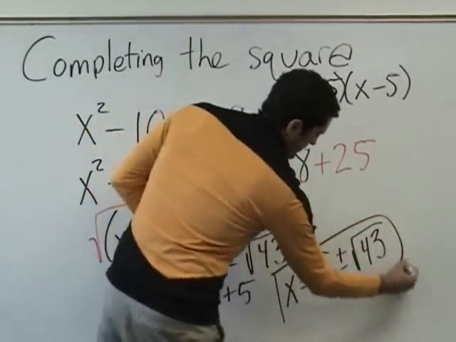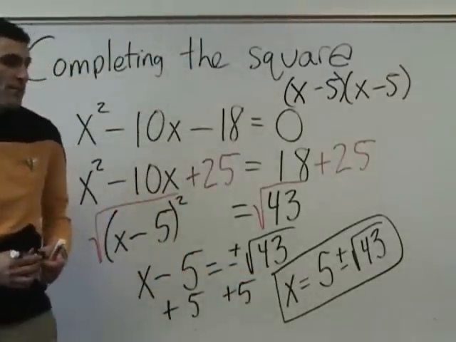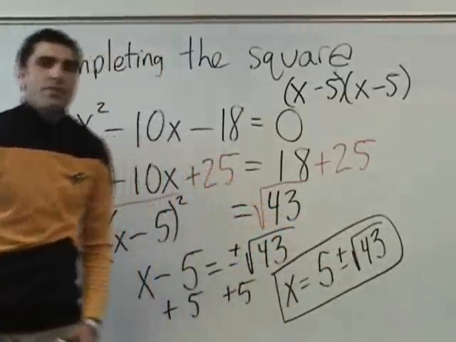Is there any way, like, easier way to do that? No, that's the only answer there is. 2 answers there, 2 numbers. 5 plus the square root of 43, 5 minus the square root of 43.